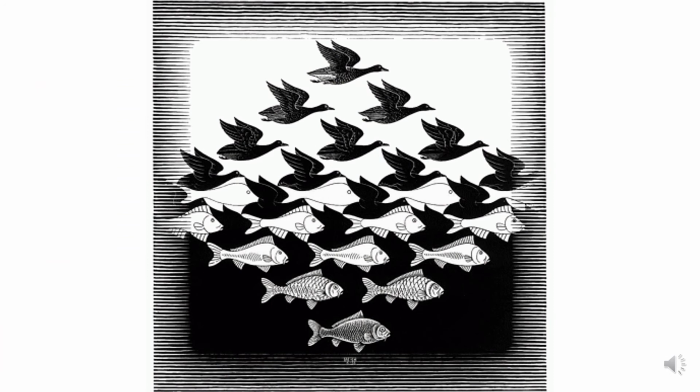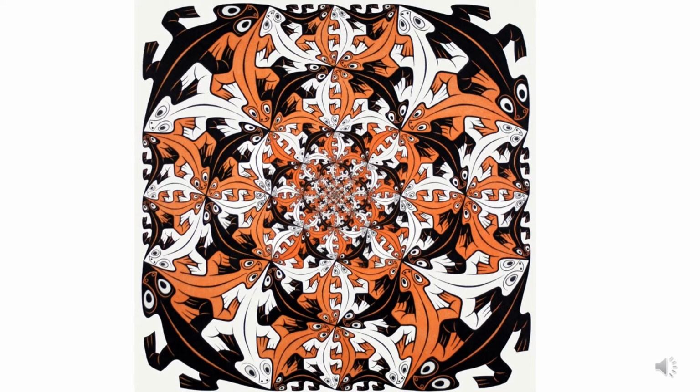MC Escher made more complicated tessellations like this one. He blended two different shapes, fish and birds. He often used lizards in tessellations like this one. They go from big to small, or do they go from small to big? What do you think?